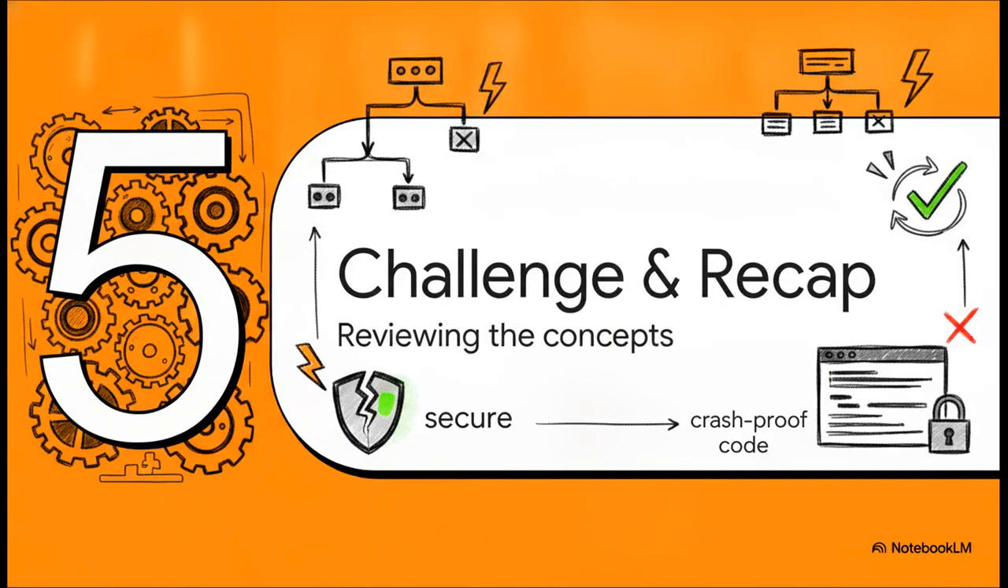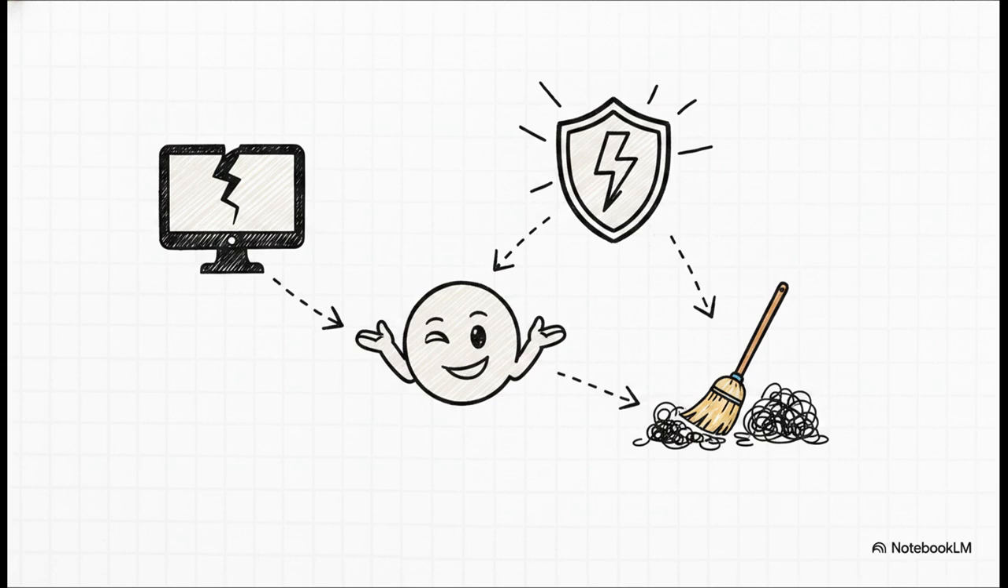All right, wrapping things up with Section 5, Mini Challenge and Recap. We've covered a ton of ground in this explainer today, going from the basic philosophy of why we don't ignore errors, all the way to writing secure, crash-proof code. Let's do a really quick recap.